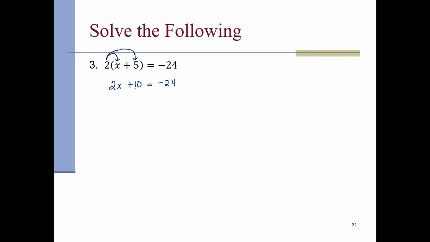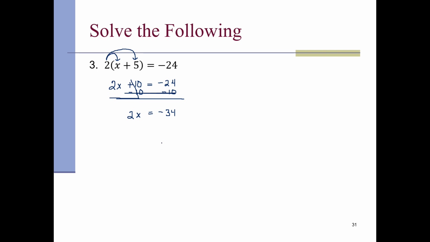Now, I'll want to get the 10 over with the negative 24 so that I'm working to get the x all by itself. First, I will subtract the 10 because plus 10 and minus 10 do cancel out. On the left-hand side, I have 2x. On the right-hand side, both of these are negative. Use your calculator if you're not comfortable doing the mental math. We should get negative 34.